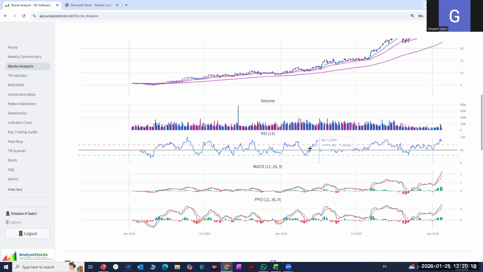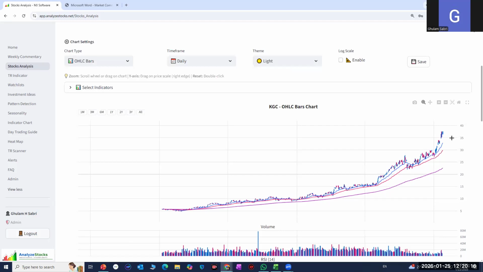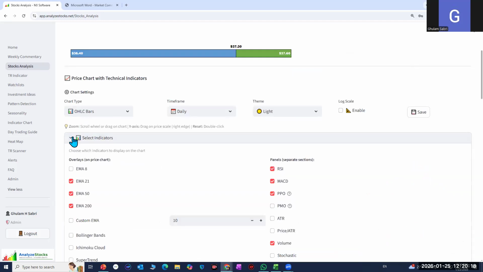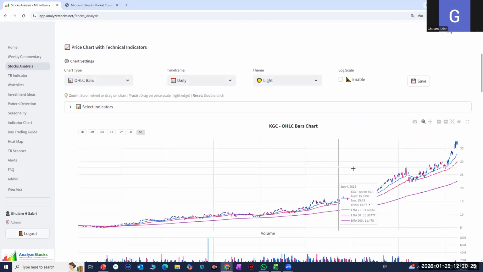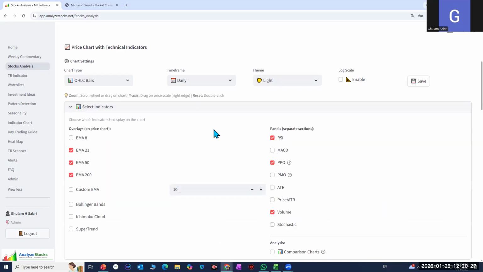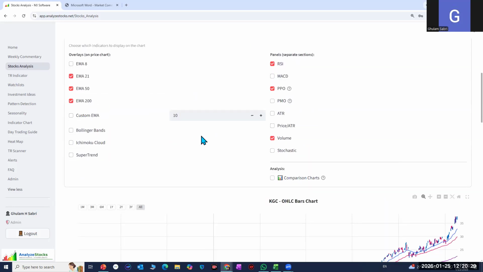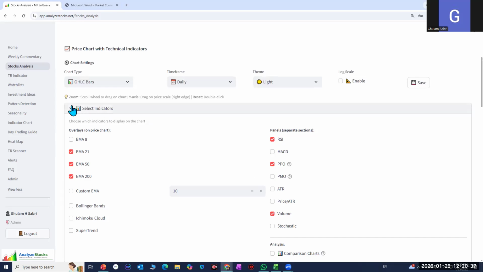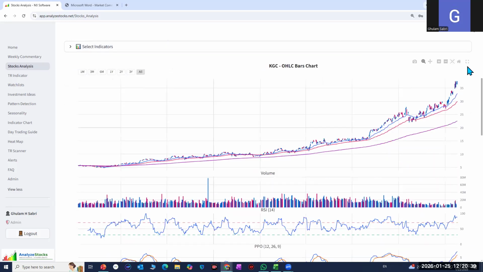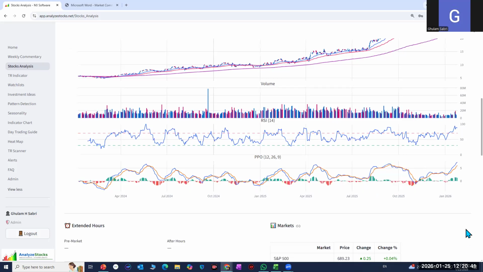Now there are some indicators which are pre-selected, like RSI, volume, MACD, and PPO, and you can select or deselect from here. For example, this MACD should not be there. This PPO is here, and there are others as well, like volume and stochastic and ATR. Some people use average trading range, daily trading range, ATR, and it can plot it right here.